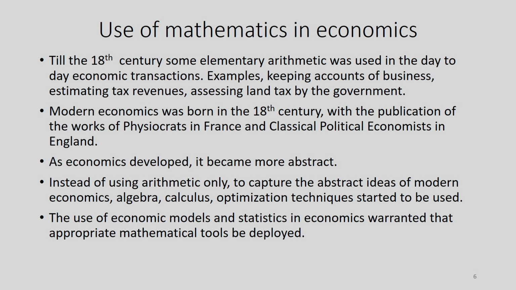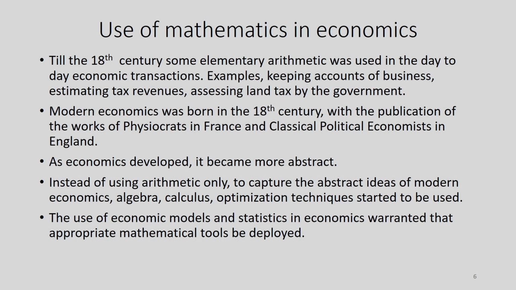So, just before the French Revolution, and you have the start of the American Revolution. That is also the time when the Industrial Revolution took place in England, and this is the time when the modern economics was also taking its shape, and it took its shape with the publication of the works by a group of economists called the physiocrats in France. This is 1760s and 50s, just before the French Revolution, and also by the what are known as the classical political economists in England.